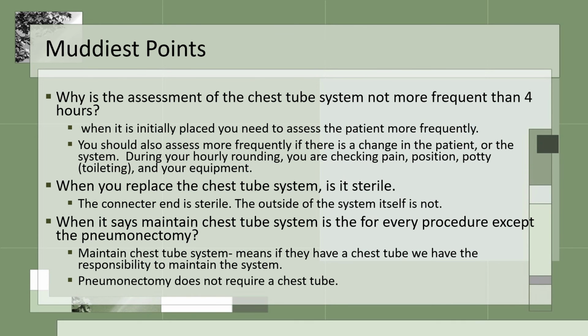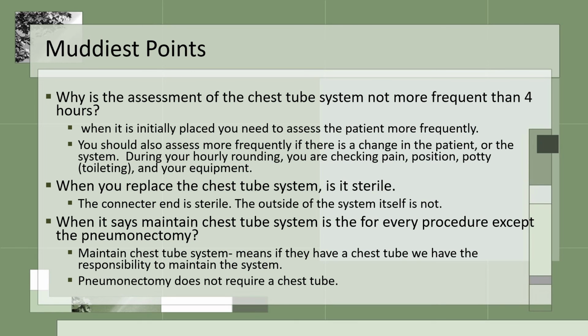Why is the assessment of the chest tube system not more frequent than every 4 hours? Well, when it's initially placed, you need to assess the patient more frequently. So you might be in there definitely while it's happening, and then for several hours after that, you're going to be checking on them more frequently. But you've got to remember, we're going to always assess more frequently if there's a change in the patient or the system. We are doing hourly rounding in the hospital, so while you do hourly rounding, you're always checking on pain, position, toileting, and your equipment every hour. So technically, you are assessing more frequently than every 4 hours, but at 4 hours, you're actually putting the stethoscope to the patient. So we are assessing more frequently, just in a different way, but once they're stable, every 4 hours is fine.